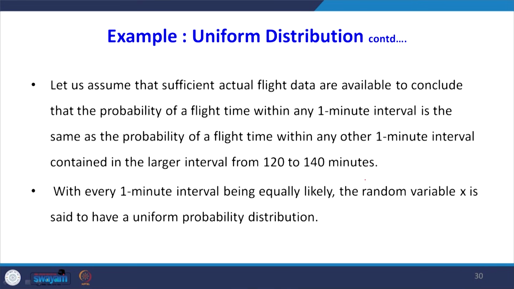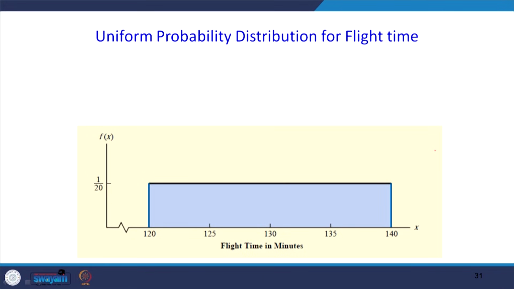So, that is the property of your uniform distribution. That means, in any small interval you should have the same value. If any one interval, between this interval, the probability will be same. Next another 1 minute interval, the probability is same. With every 1 minute interval being equally likely, the random variable x is said to have a uniform probability distribution. So, the upper limit is 140, the lower limit is 120. So, 1 divided by (140 minus 120), which is 20. So, the height of this rectangular distribution is 1 divided by 20. The starting value a is 120, b value is 140.